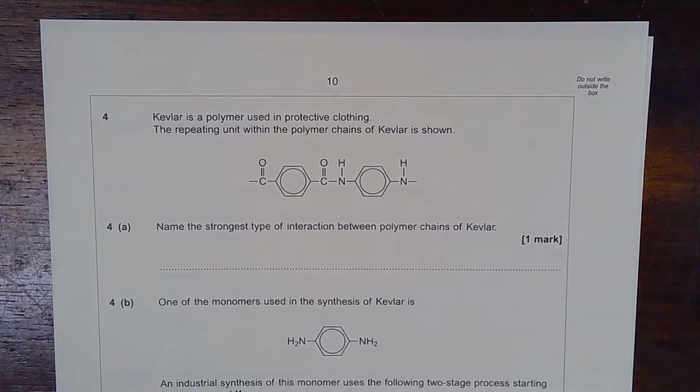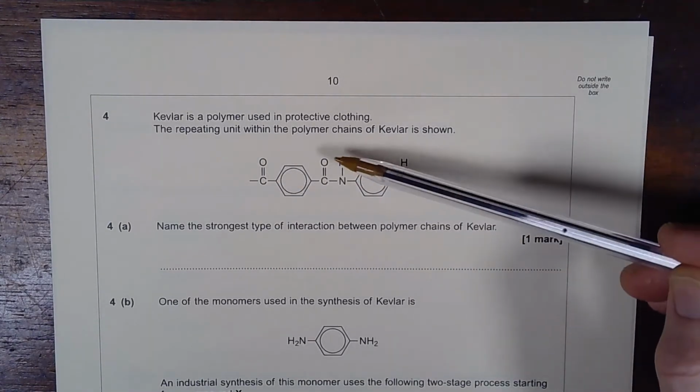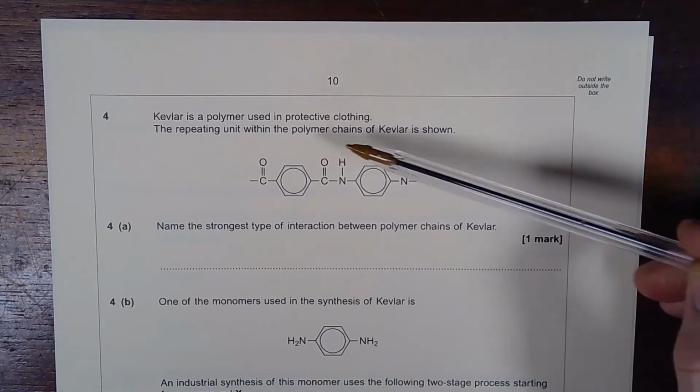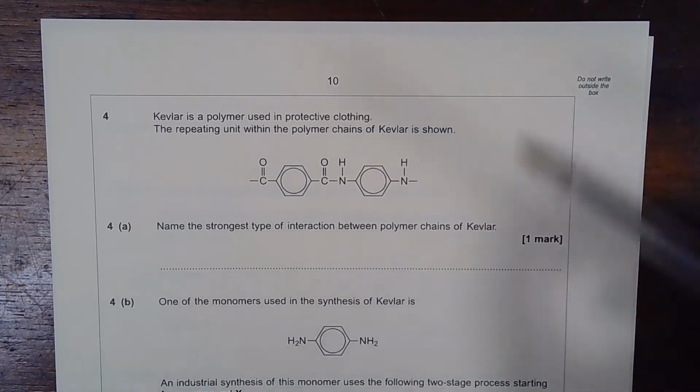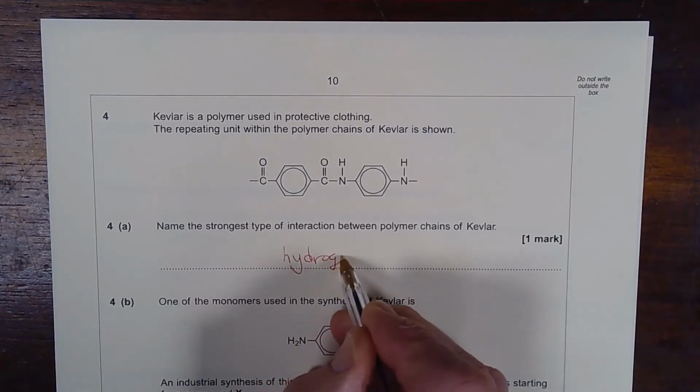Name the strongest type of interaction between polymer chains of Kevlar. Spotting that within this long chain, there is a delta minus oxygen and a hydrogen with a delta plus will lead you straight away to the idea that there would be hydrogen bonding.